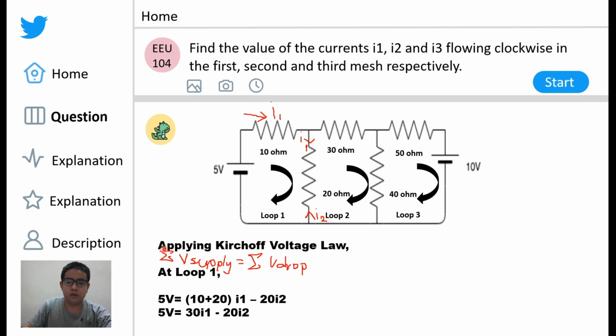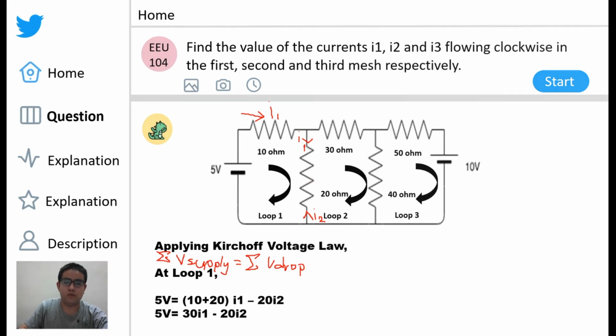So in loop 1, we apply the Kirchhoff voltage law. The sum of voltage supply is equal to sum of voltage drop. So at loop 1, the voltage supply is this 5V here. So then the I1 is flowing out here, which passes through 10 ohm and 20 ohm. So we get 10 plus 50 I1. Then the I2 from loop 2 is flowing opposite direction to I1, so we minus it out when passing through the 20 ohm resistor, and we simplify it to get this equation below.